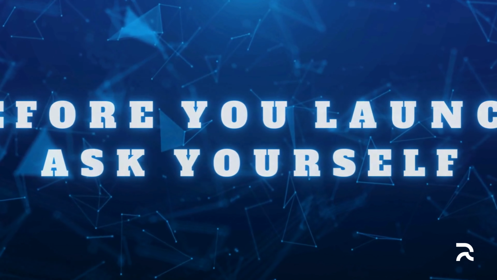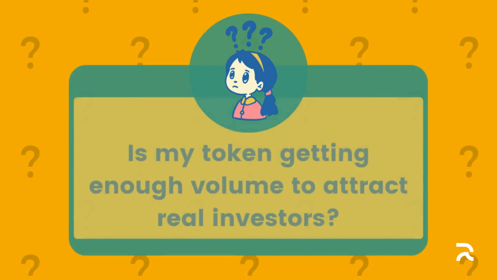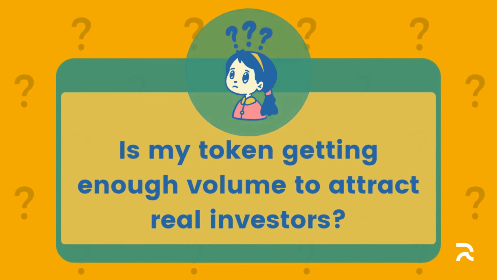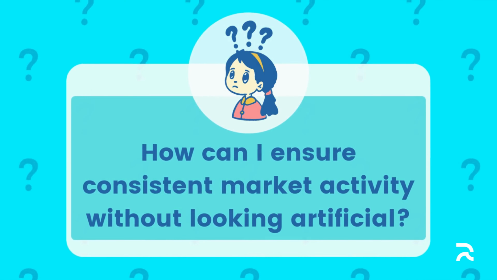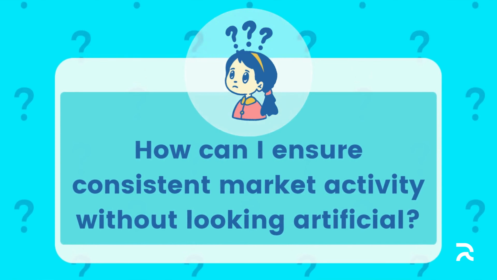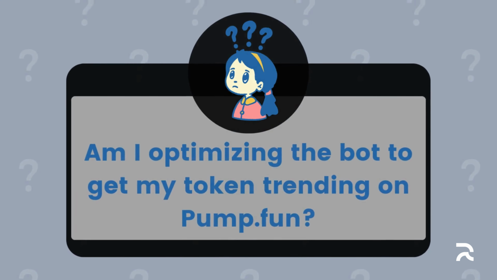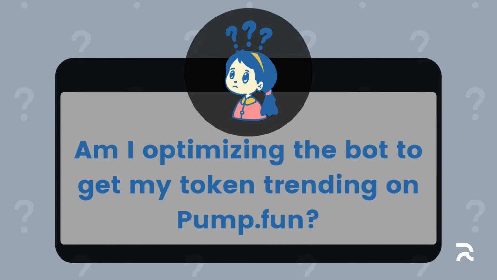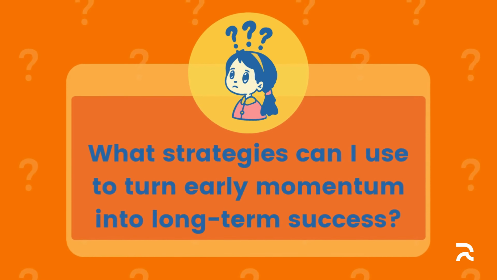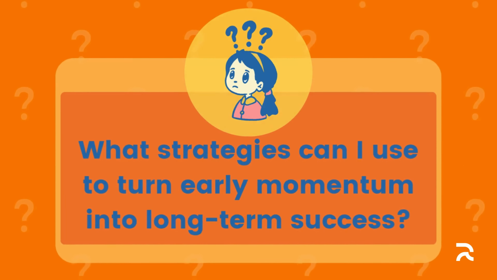Before you launch, ask yourself, is my token getting enough volume to attract real investors? How can I ensure consistent market activity without looking artificial? Am I optimizing the bot to get my token trending on Pump.fun? What strategies can I use to turn early momentum into long-term success?